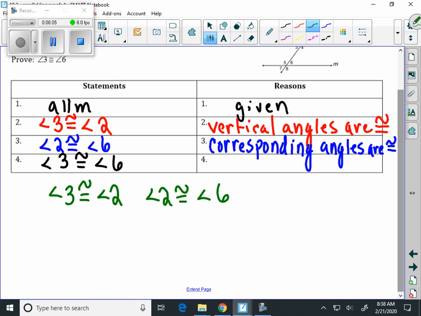And if we think about this, what happens is we transported angle 3 across angle 2. And when we transport that, our reason here is the transitive, got to spell it right, the transitive property is the reason why.